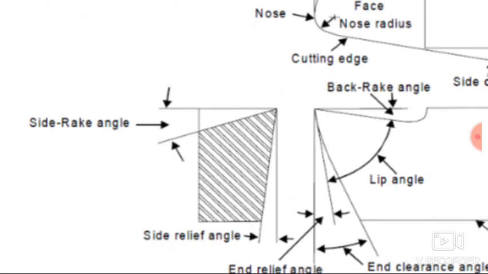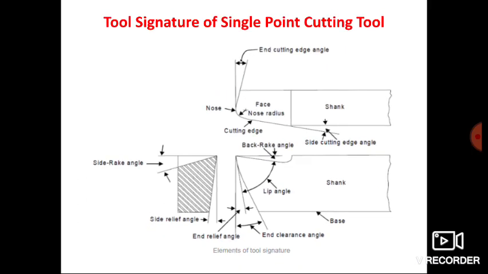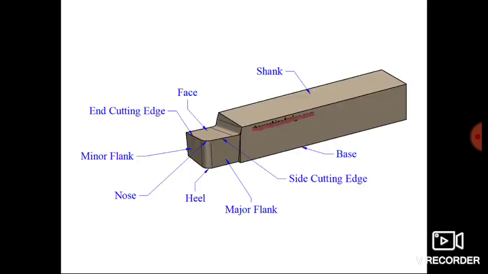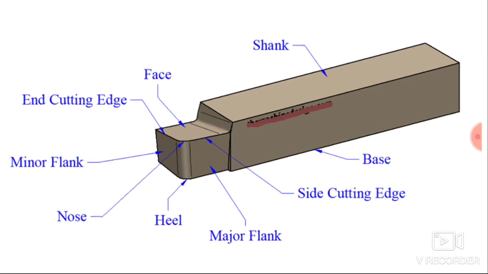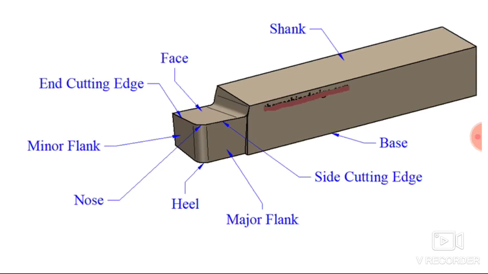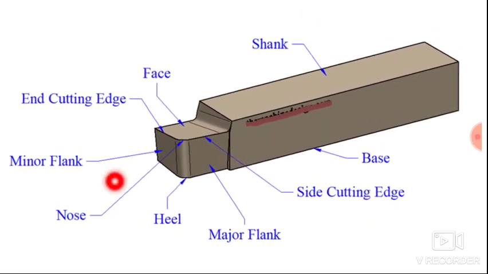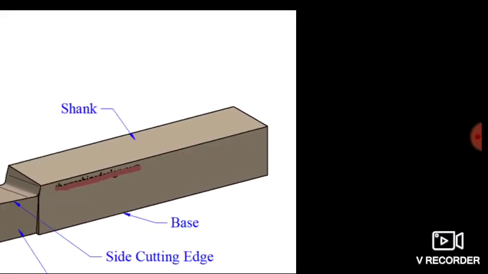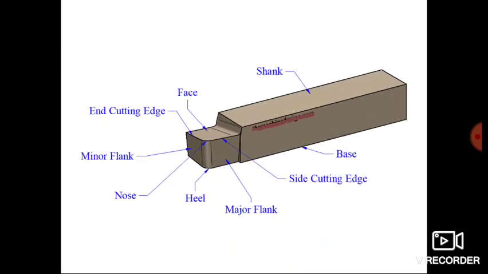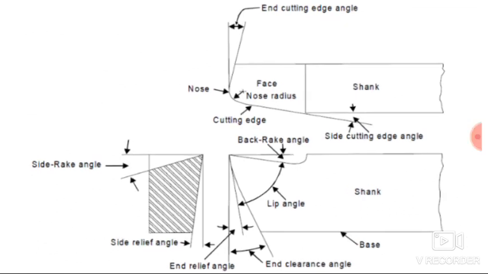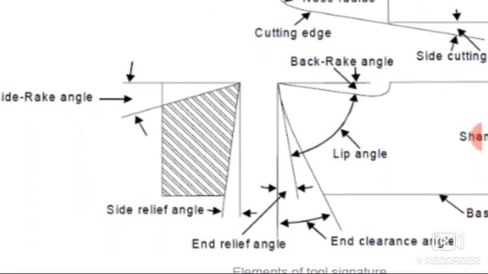Now how can we get this side view? Just observe this diagram. If you look at this cutting tool from this side, this will be the front view and this will be the side view. So from this side, this cutting tool will look like this. If you observe this cutting tool from the left hand, then it will look like this.